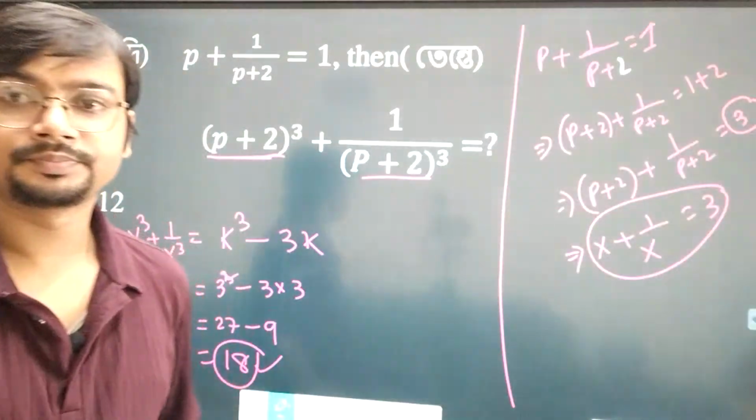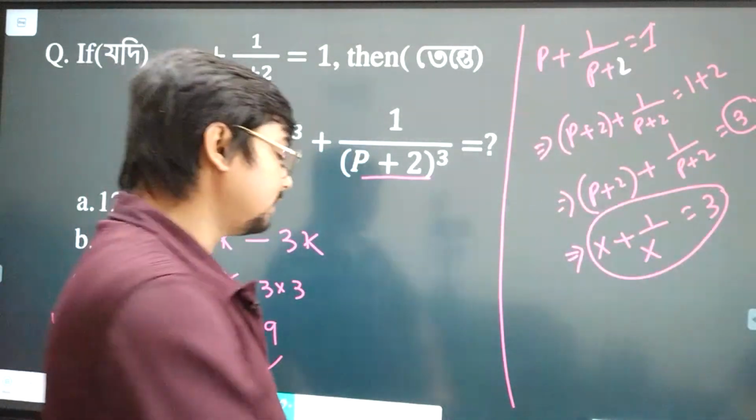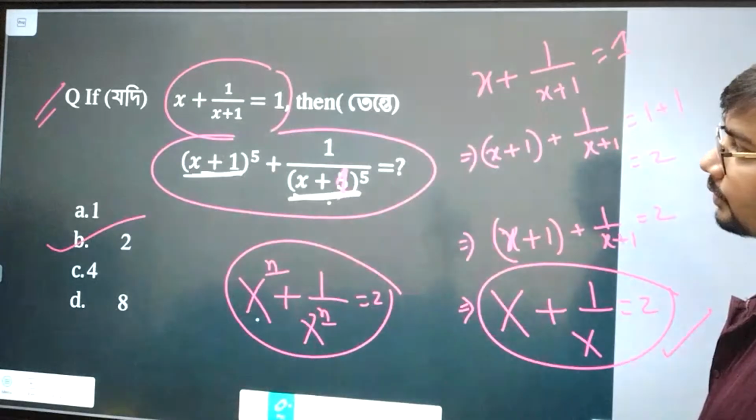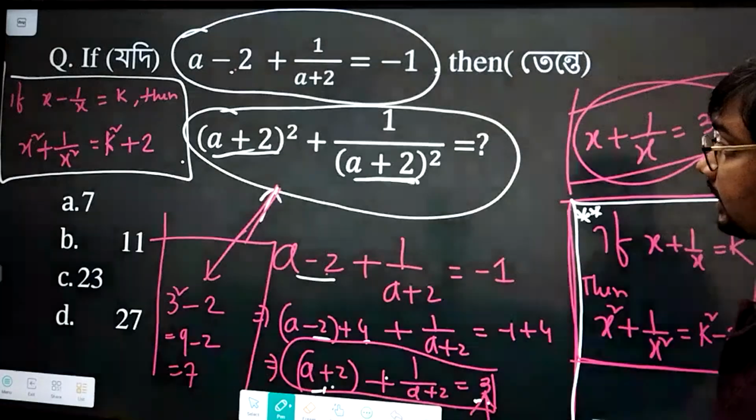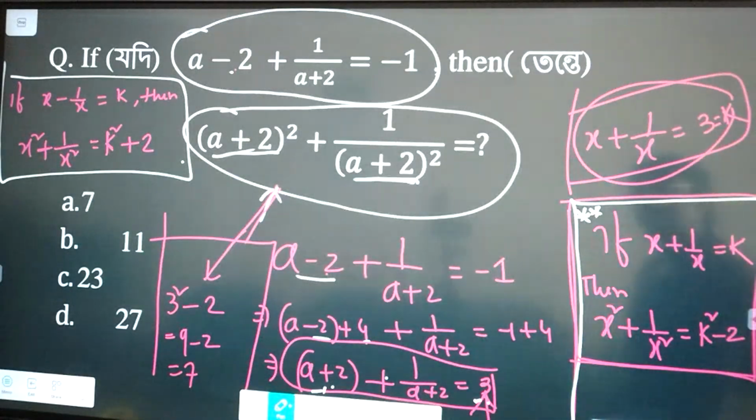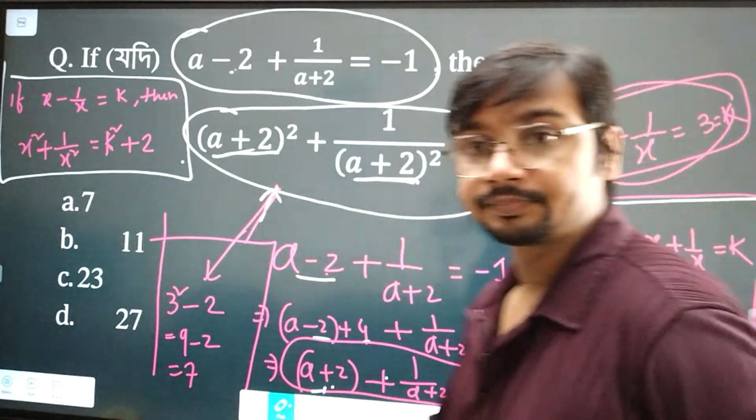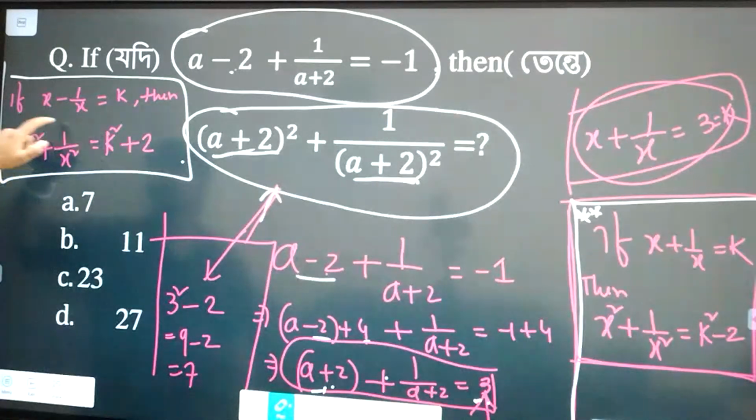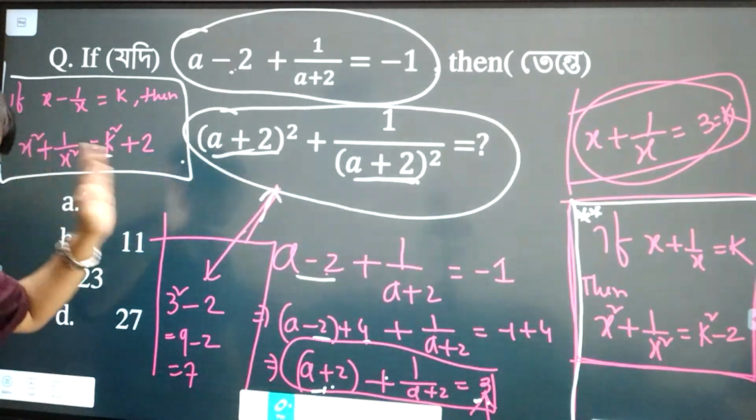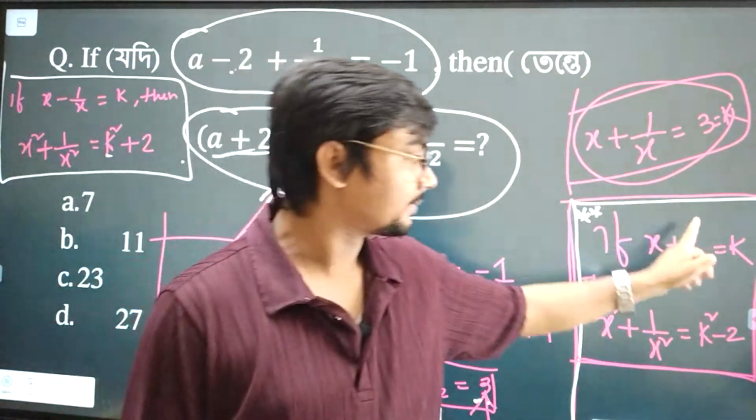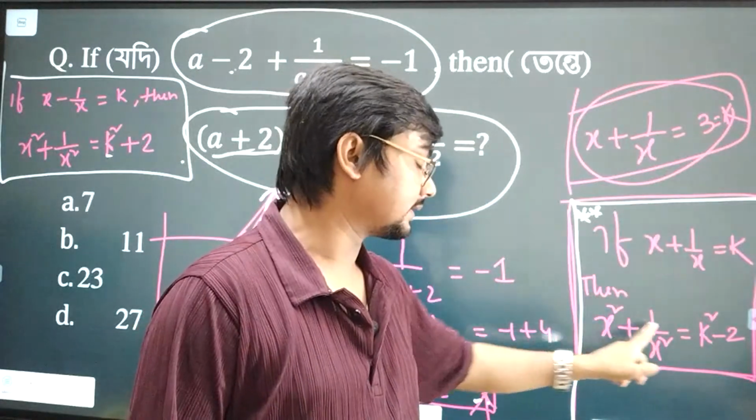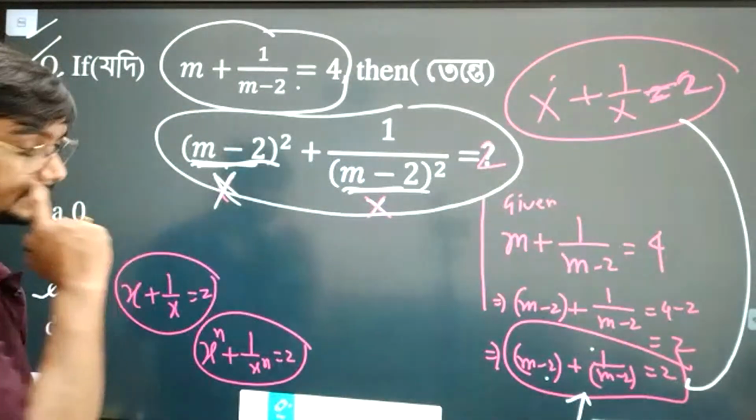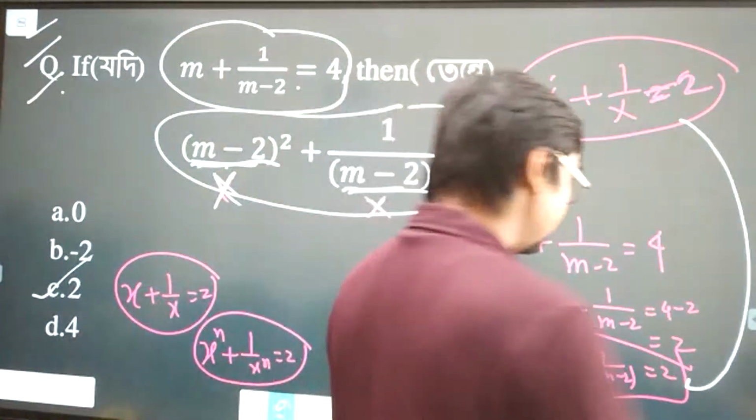No doubt. So you see here, for today's class, you just remember these formulas, right? This is one of the formulas. If x minus 1 upon x is k, then x square plus 1 upon x square is k square plus 2. If x plus 1 upon x is k, then x square plus 1 upon x square is equal to k square minus 2. So this is one formula you must remember.